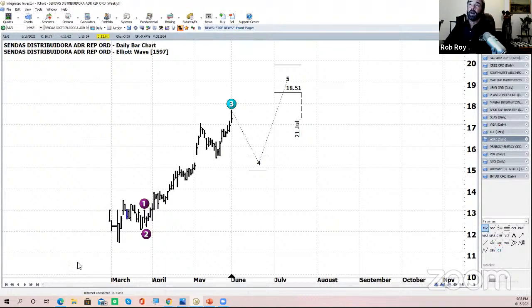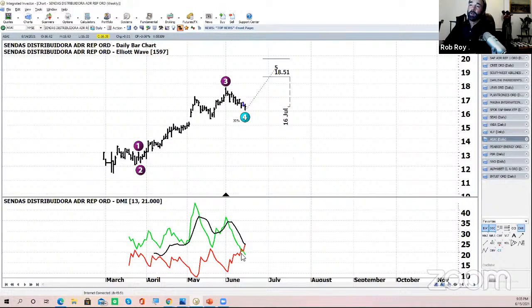So here's ASAI, which was at 17. Well, that one's moved lower, but you've got a wave 4 that's been labeled now at 30%. We'll see how that plays out. But the entry was back at 17, and now you're at 16, so it's only $1 lower, even though it looks worse than that on the chart. So we'll take a look at the DMI. We had a cross between the negative and positive directional indicators. This could be one where you just say, all right, that one didn't work, and walk away.